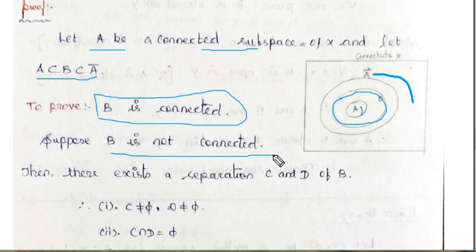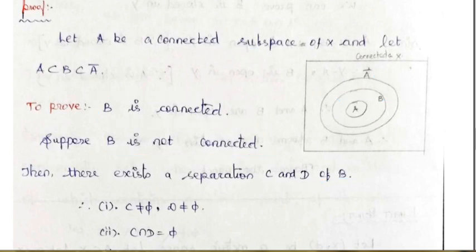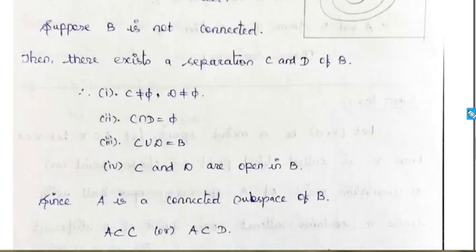If B is not connected, then there exists a separation. There exists a separation C and D of B. If a separation exists, these four conditions are satisfied. What are the four conditions? C and D are non-empty, C and D are disjoint, C union D equals B, and C and D are open in B. These are the four conditions of separation.